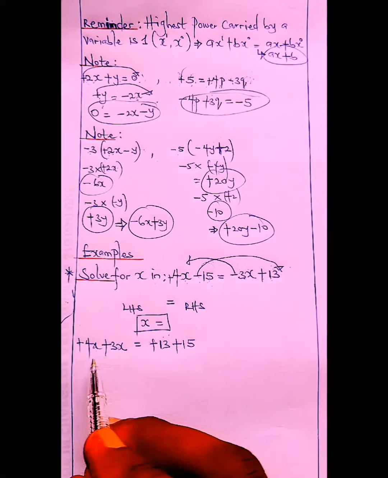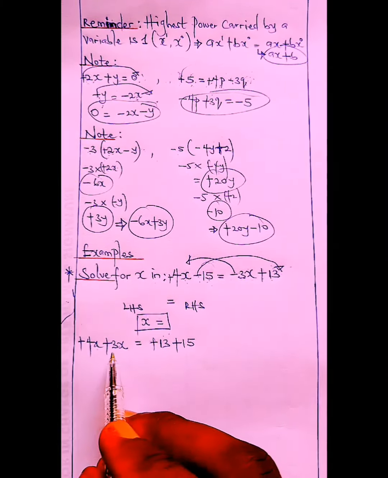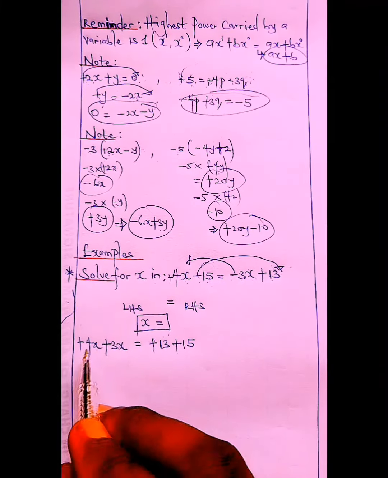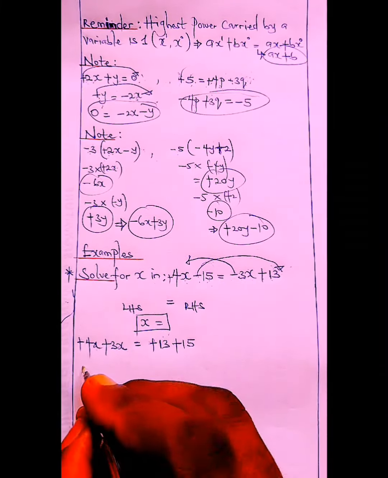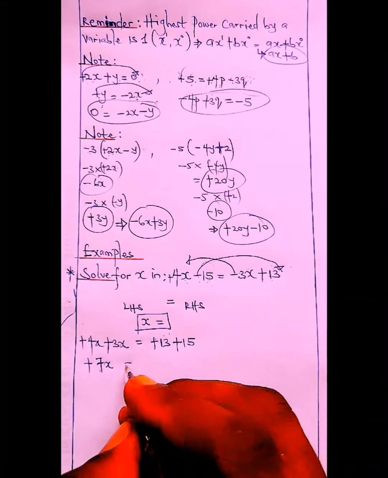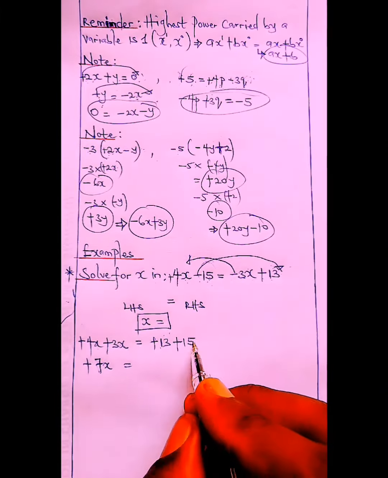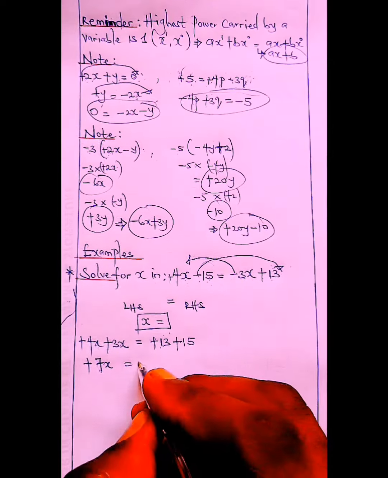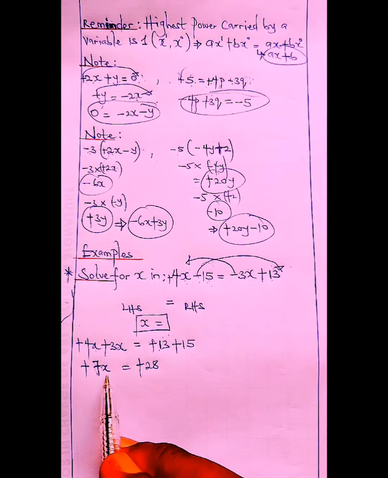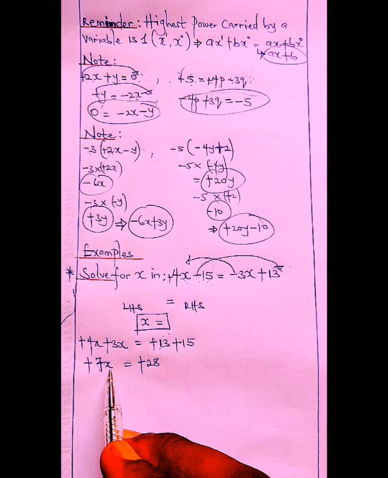Now, don't forget this is addition of basic algebra right here in front of us. The variables are the same, so you can combine the coefficients together. Plus 4 plus 3 is plus 7, so plus 7x. Then equals to plus 13 plus 15 will give us plus 28. Now, what are we looking for? We are looking for x, which is unknown.